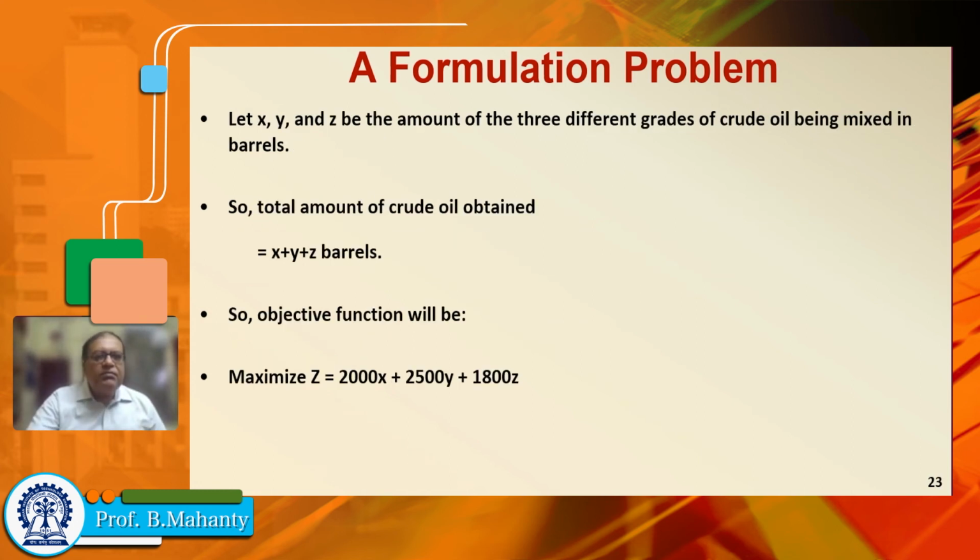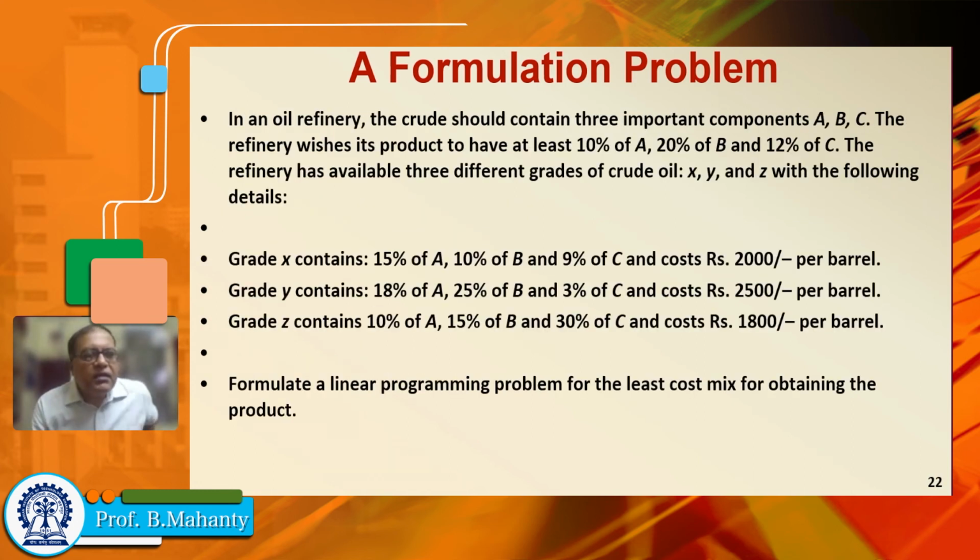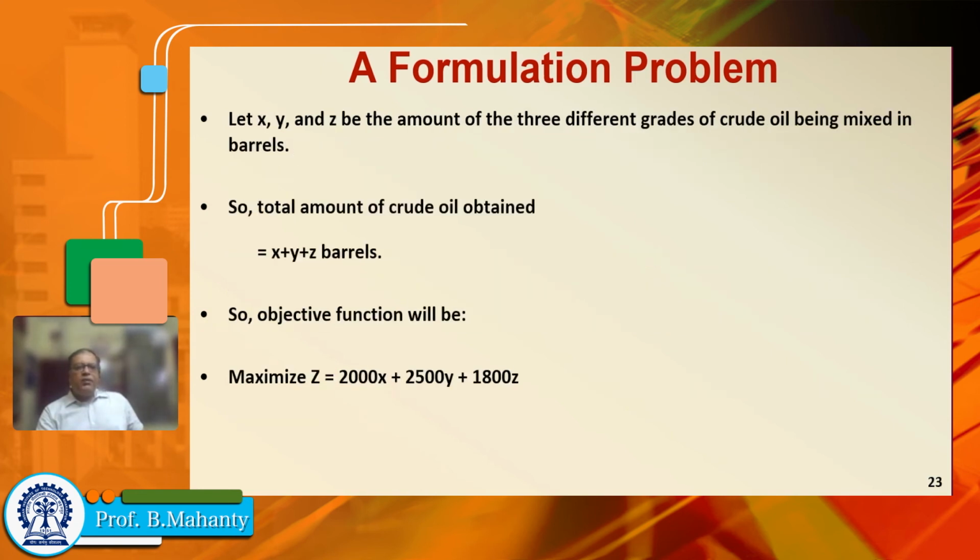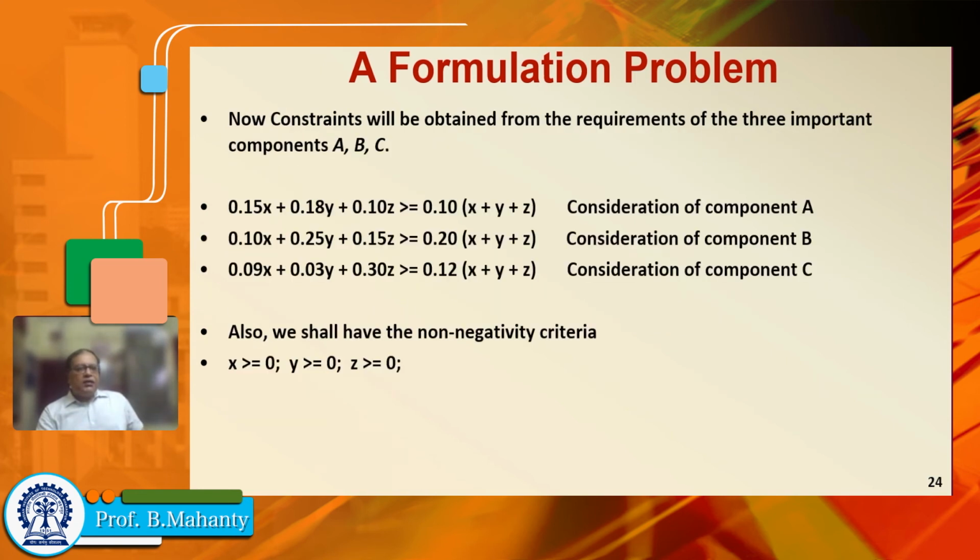Let's go back to the problem. So 15% of that grade X has got A, 18% is in the second, and 10% in the third. So what we have got is that 15% of X, 18% of Y, and 10% of Z should be greater than or equal to 10% of what? Of the total. What is the total? X plus Y plus Z. So this is the consideration of A.